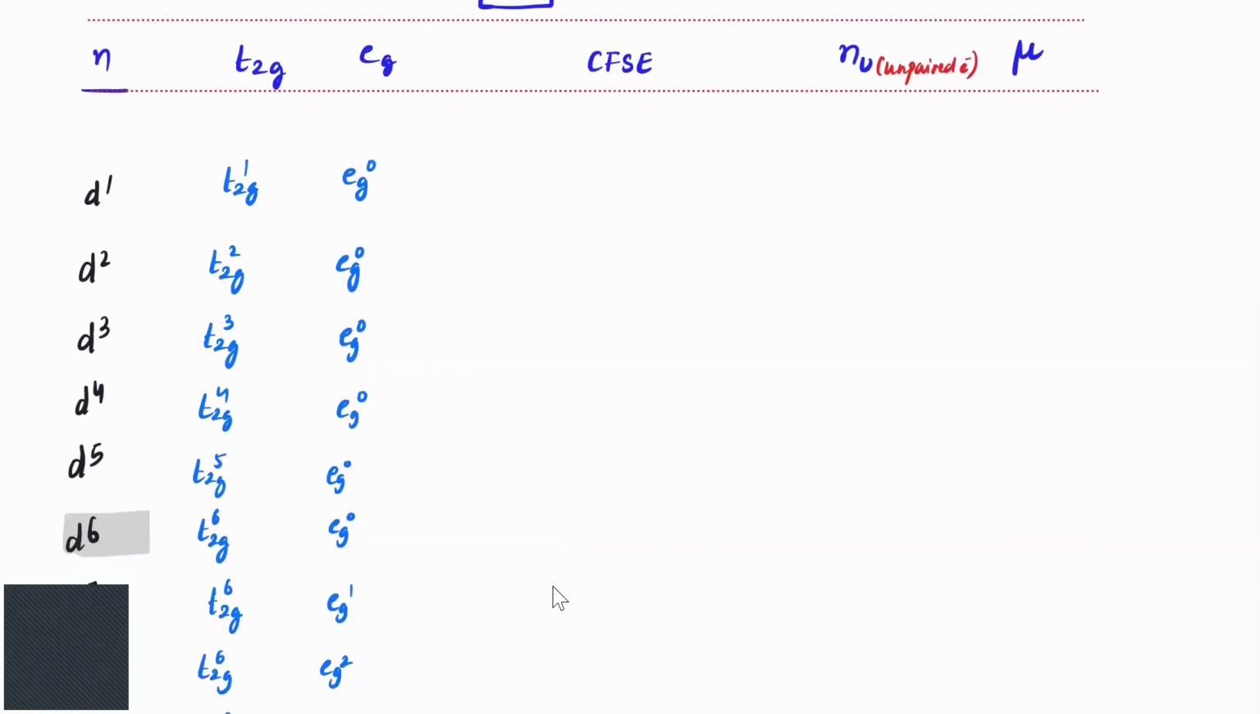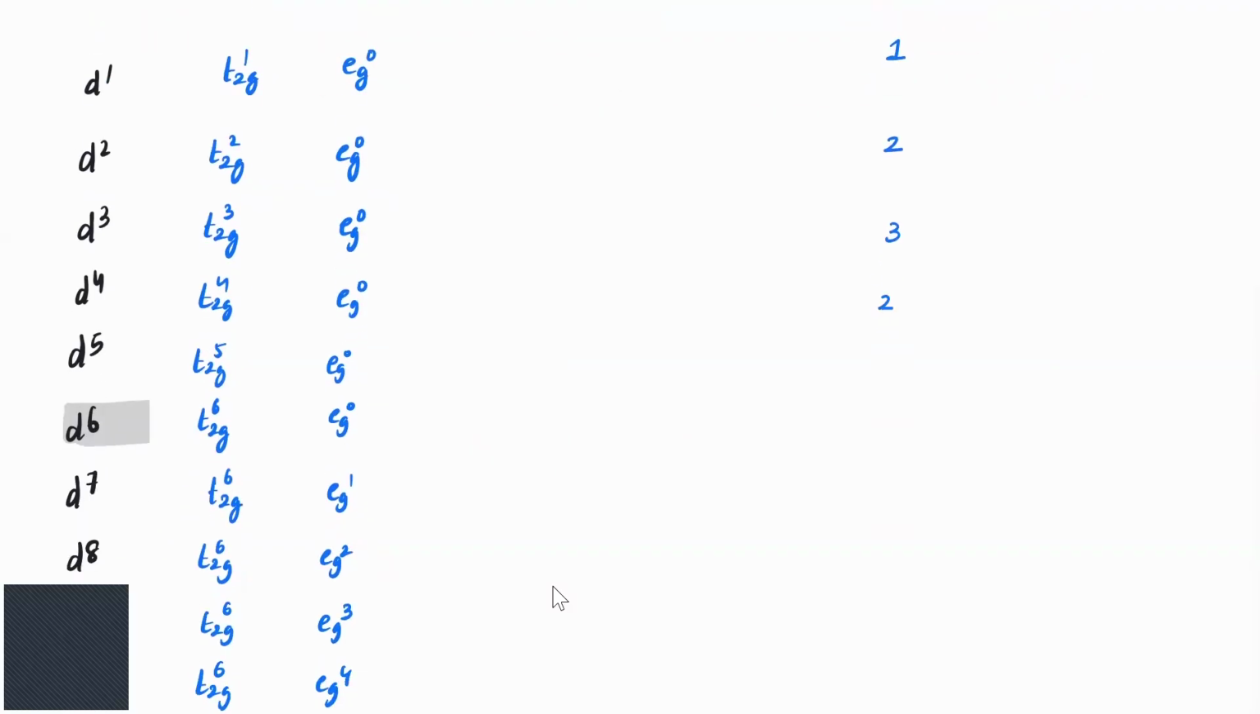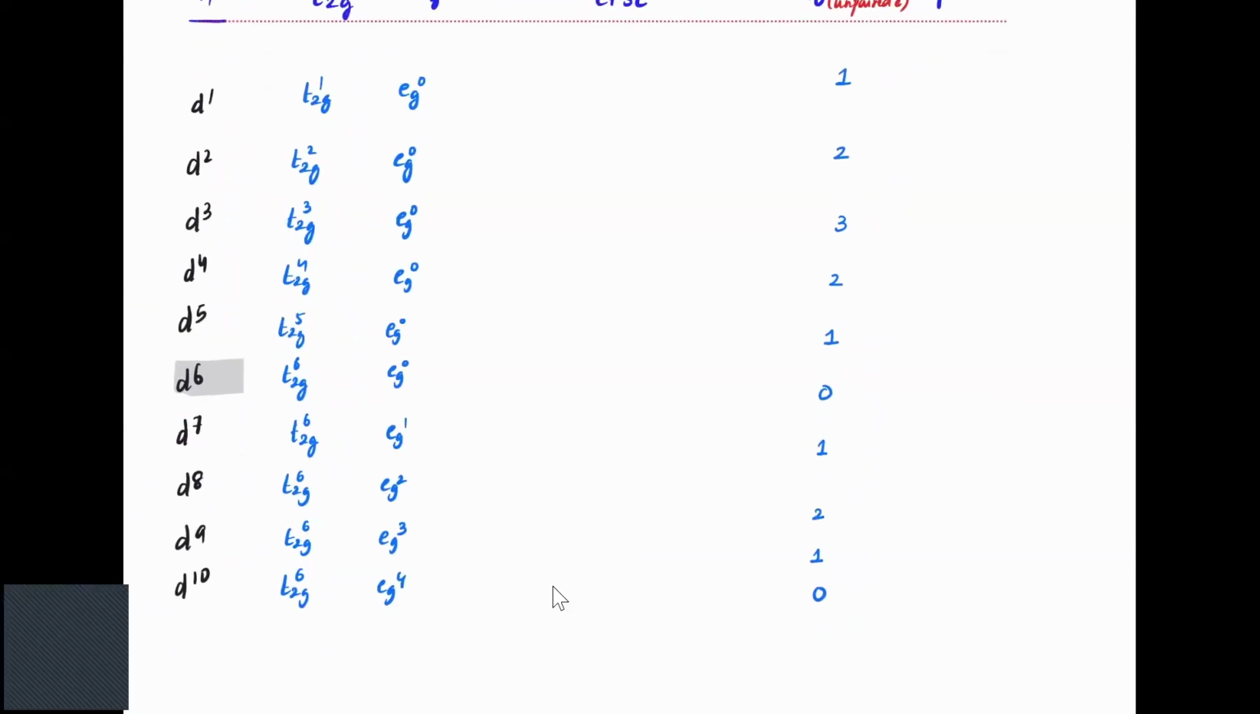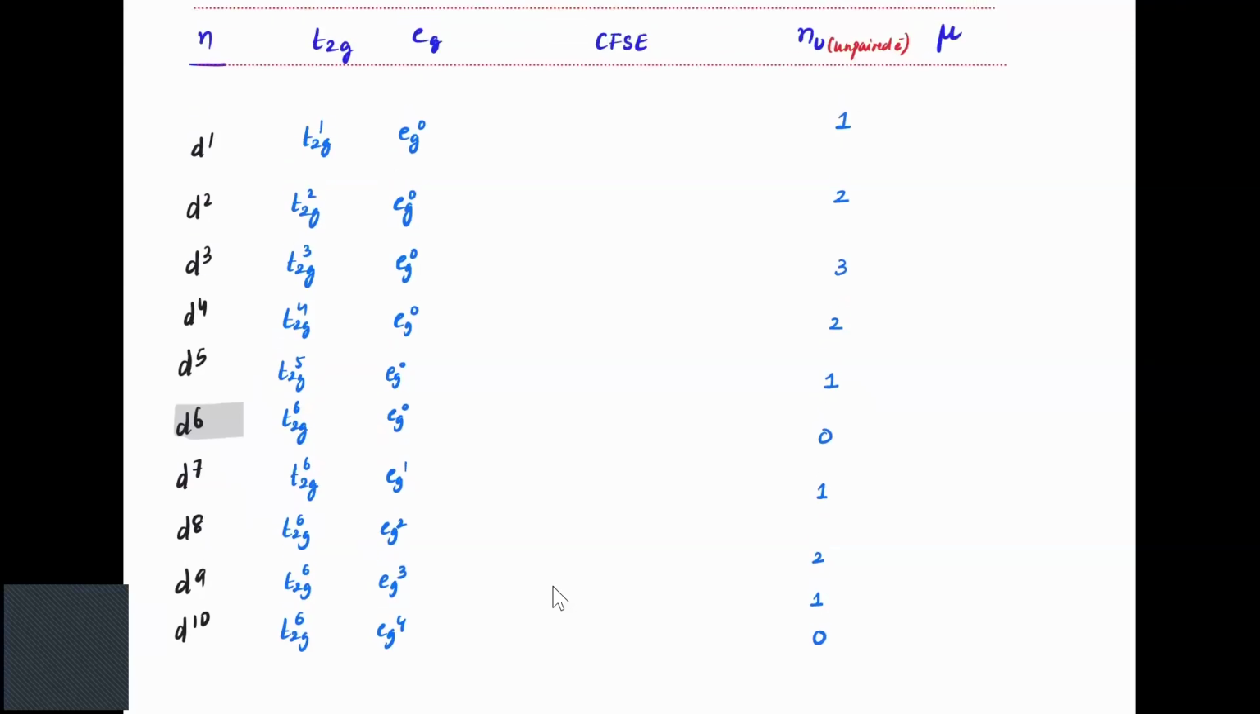So T2G1, number of unpaired electron is 1. Here number of unpaired electron is 2, then 3. After that, the number of electrons again decreases 2, then 1. In this case, it is 0. Again, we have 1 and 2. Here we have 1 and 0. These are the number of unpaired electrons. Got it?